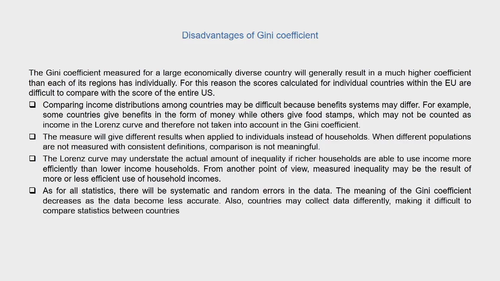Secondly, the measure will give different results when applied to individuals instead of households. When different populations are not measured with consistent definitions, comparison is not meaningful. This is one of the very important limitations of the Gini coefficient, because in a country such as India, we have seen that there is large-scale intra-household inequality in the distribution of resources. So, when we are saying household income, this income need not necessarily be equally distributed among all the members of the household.